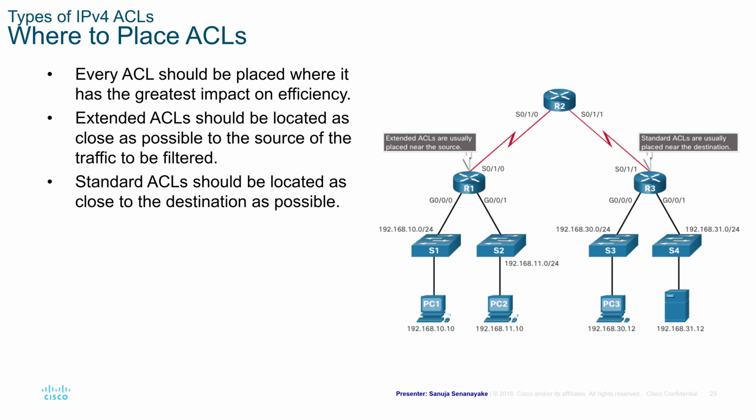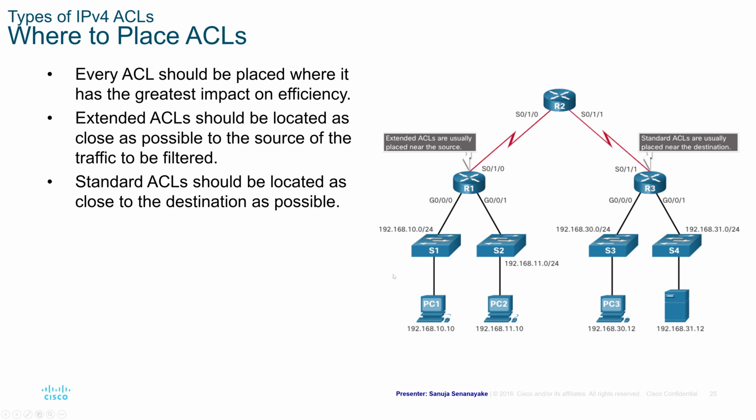So every ACL should be placed where it has the greatest impact on efficiency, because you are a good network engineer, a good network technician. Extended ACL should always be placed as close to the source as possible, while the standard ACL should be located as close to the destination as possible. In this diagram on the right-hand side, extended ACLs are usually placed near the source, and the standard ACL we're going to place near the destination.